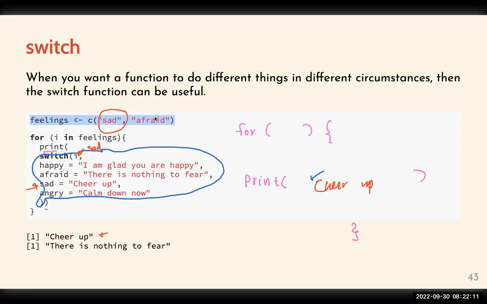Similarly, at the second iteration, it will take the second element, afraid. Now i equals afraid. The matching output is there is nothing to fear. Now the input to the print function is there is nothing to fear. And you will see the output here. The second output is there is nothing to fear. So in this case, you can see the switch statement has multiple options to choose from.